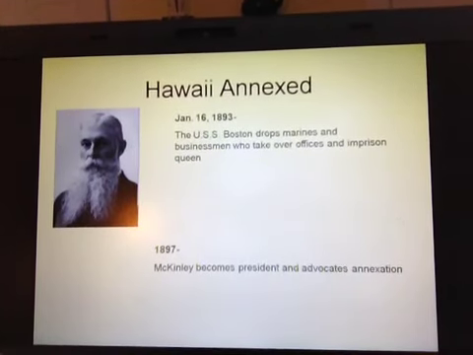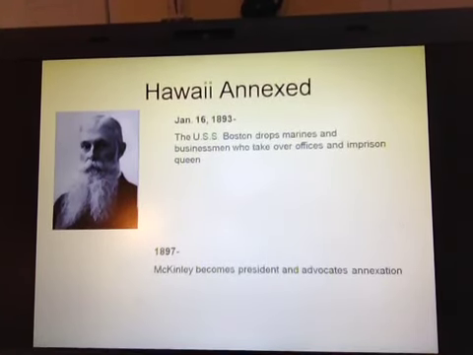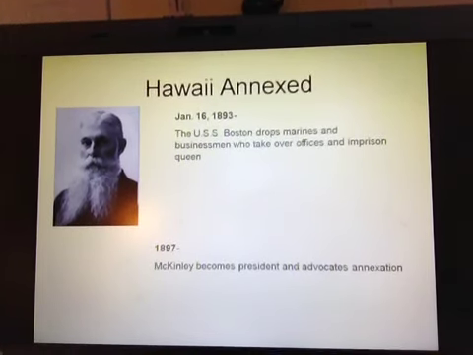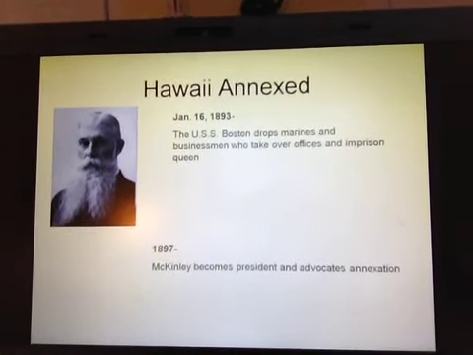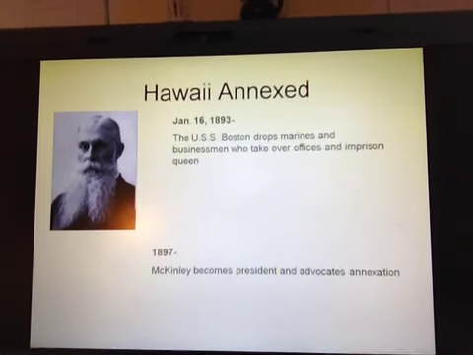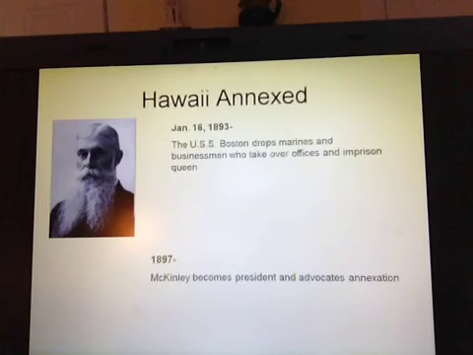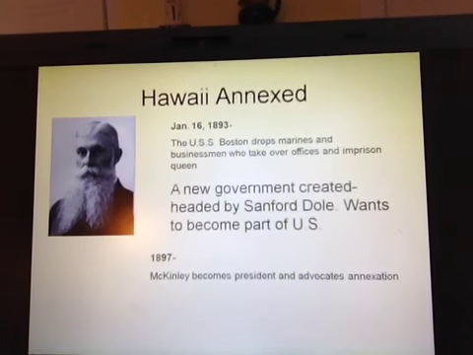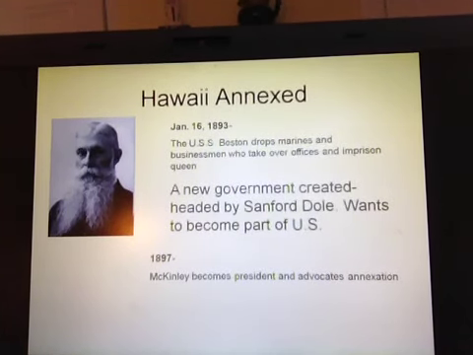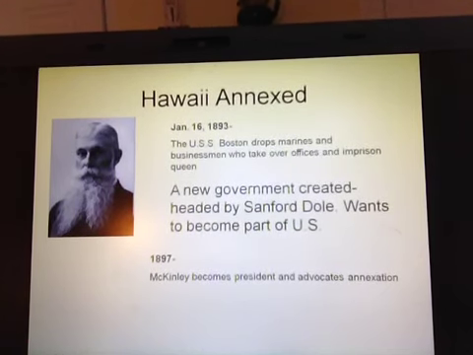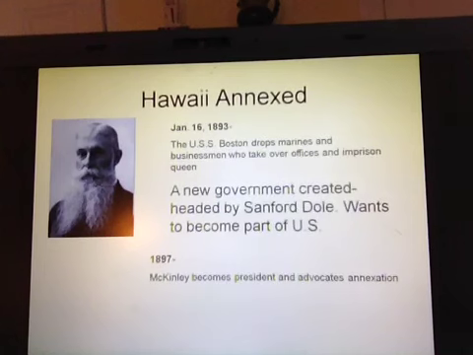So, in 1893, the U.S. ship Boston magically appears off the coast of Hawaii, and some Marines deploy, and they join with the business interests in Hawaii to take over the offices of the Queen and imprison her. And a new government is created in Hawaii by the white Americans, and they're headed by Sanford Dole. This is him in all his bearded glory. And that is the same Dole as Dole Pineapple or Dole Fruit Company.